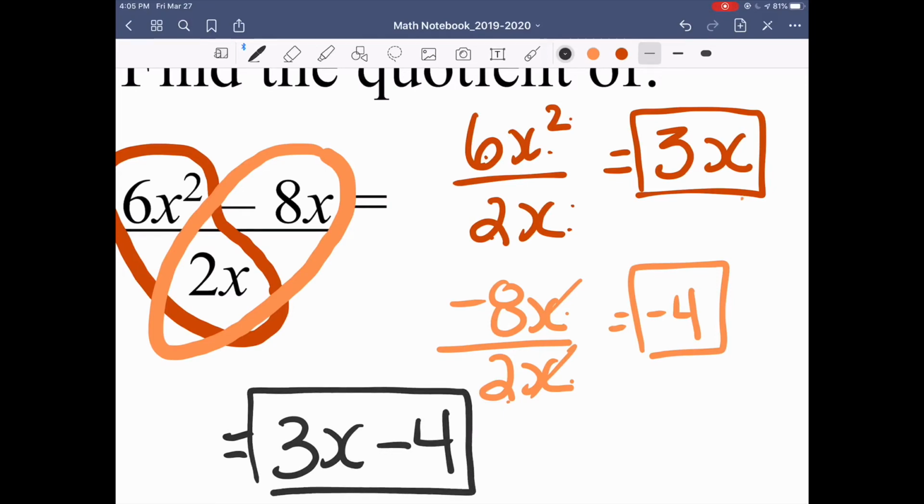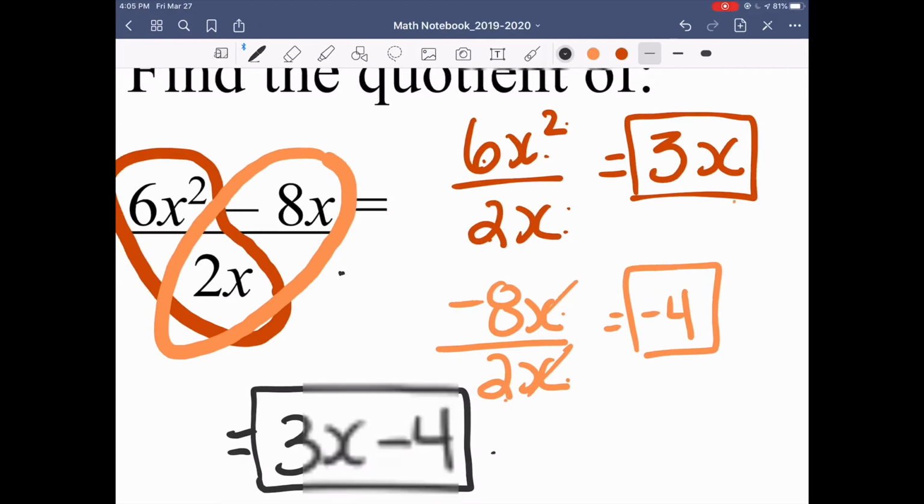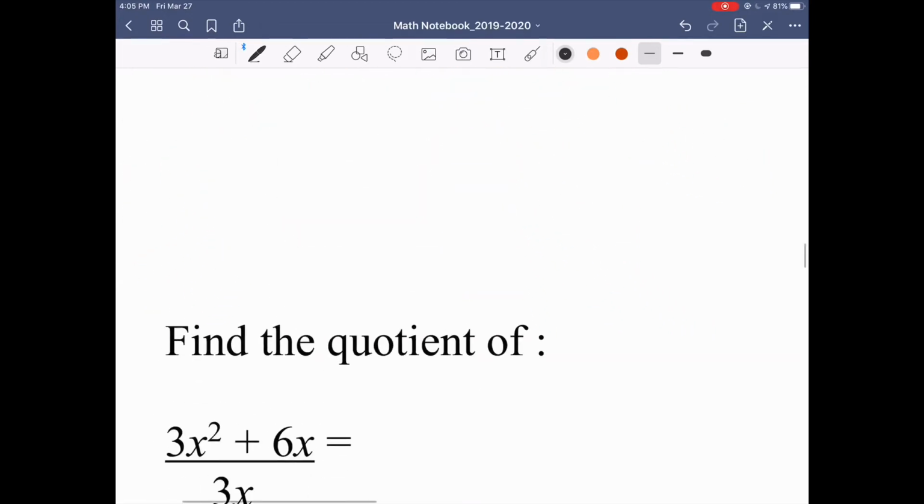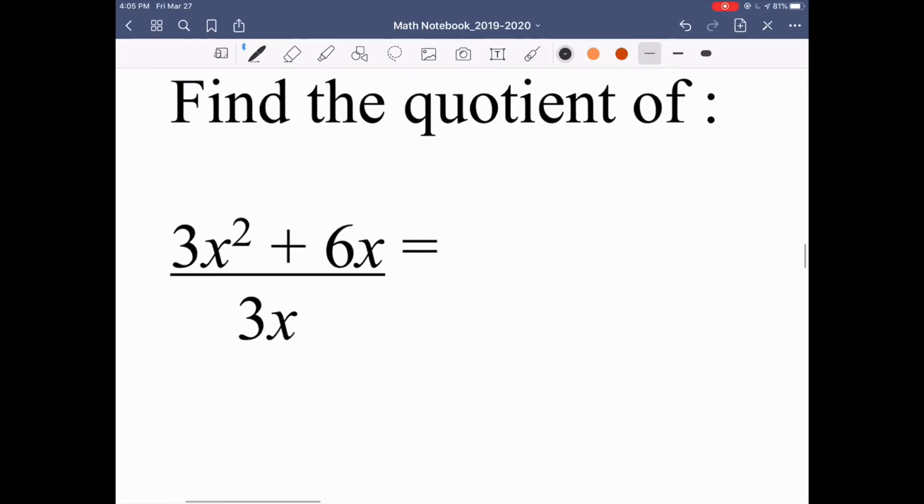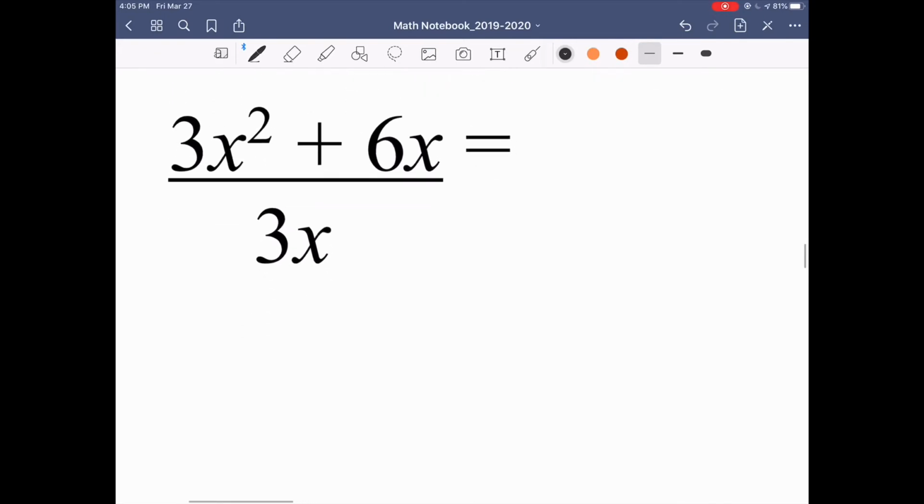And if you go back to the first question that we did, we had the same question and we got the same answer as we did with algebra tiles. So let's try another one. Here we have a little bit of a different question. 3x squared plus 6x over 3x.